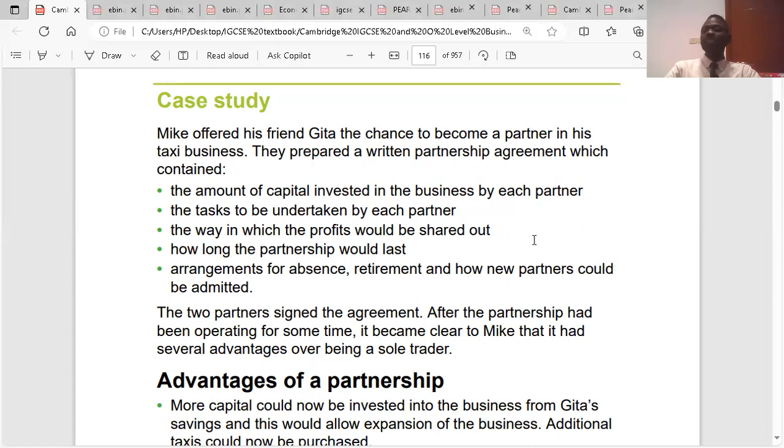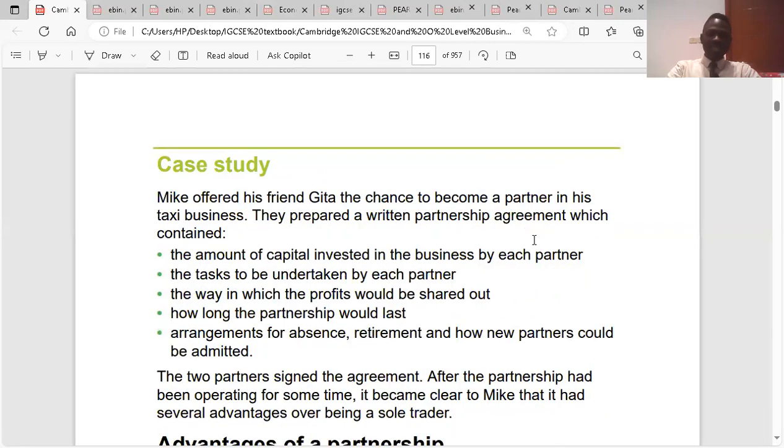How long the partnership would last. We call this partnership dissolution. It has to be stated. Arrangements for absences, retirement, and how new partners could be admitted. Also, through the partnership deed, you have to state the methods or procedures of accepting new partners. Because it's 2 to 20, and these are just two people here, in the partnership deed they have to agree on the procedures of accepting new partners. I think it's clear.